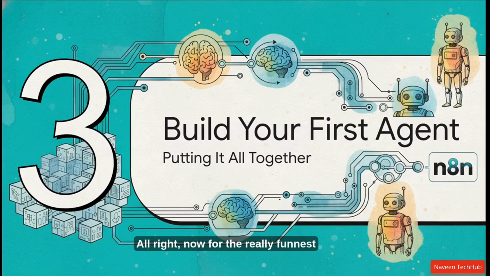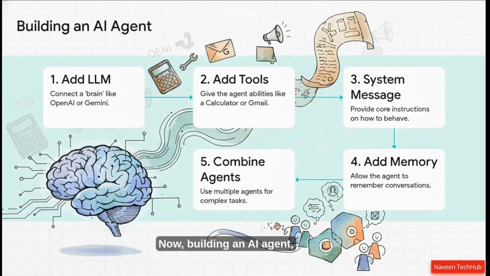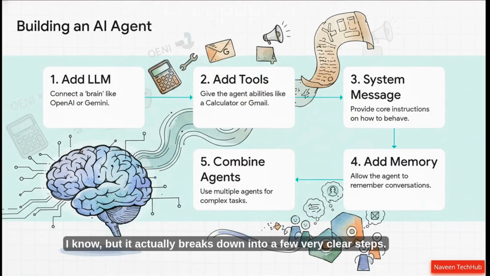All right, now for the really fun part. We've seen all the building blocks, so let's actually use them to build our very first AI agent. This is where the true power of a tool like n8n really starts to shine. Now, building an AI agent, it sounds really complicated, I know, but it actually breaks down into a few very clear steps. First, you add an LLM. That's the brain of your agent, something like OpenAI's GPT or Google's Gemini.